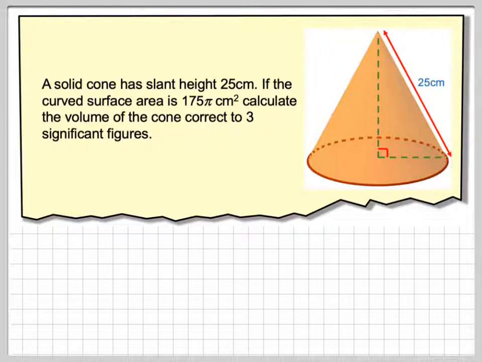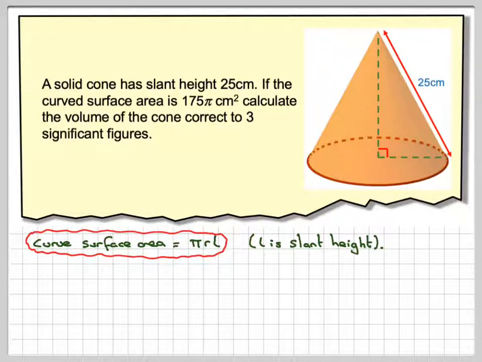Okay, a couple of things we're missing. We need to find this length here, which is the radius, and this length here, which is the perpendicular height, in order to find the volume. So curved surface area is pi R L, where L is the slant height.